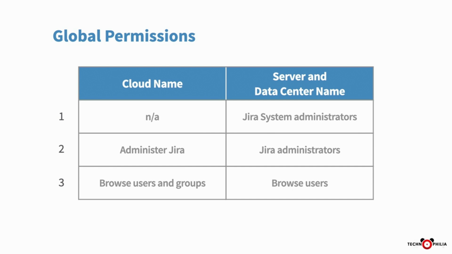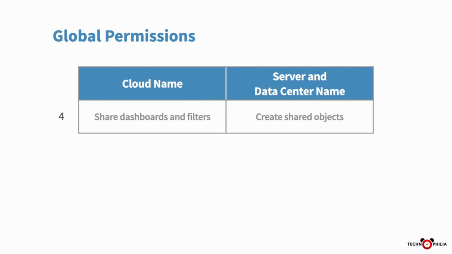The Browse Users and Groups or Browse Users permission is for user picker fields and sharing functions. Users must have this permission to select from a list of users in the application. If you have external users like contractors or customers, you may want to limit this permission to avoid exposing employee names to shared dashboards and filters.